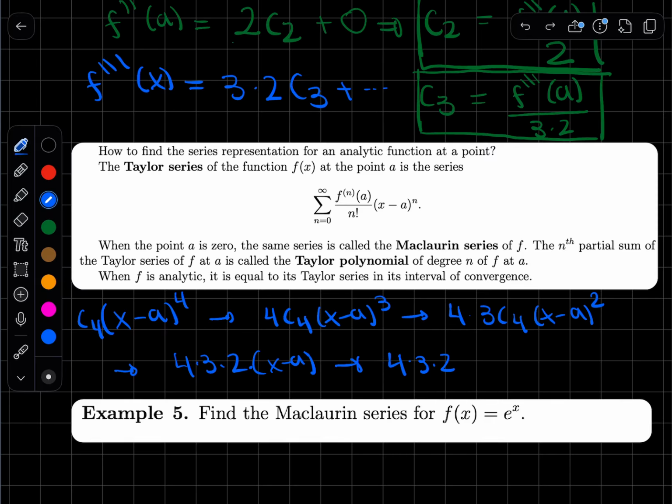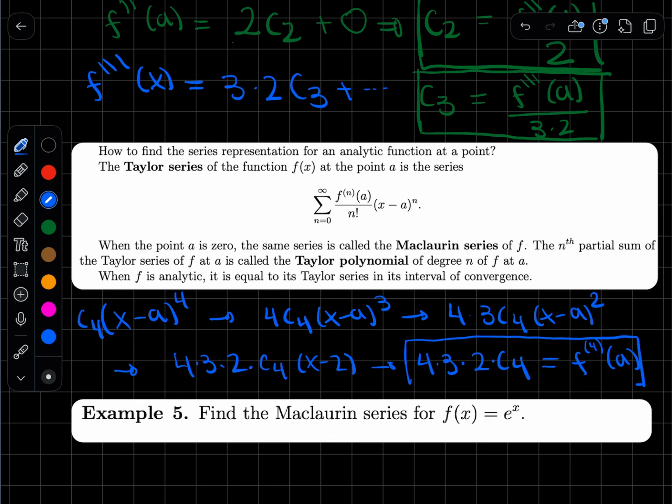I forgot the c4 at some point, right? I dropped it. Here's c4, 4 times 3 times 2. So c4 equals the fourth derivative of f at a, divided by 4 factorial. So to get the c4, you divide this number, and then the factorial here makes sense.